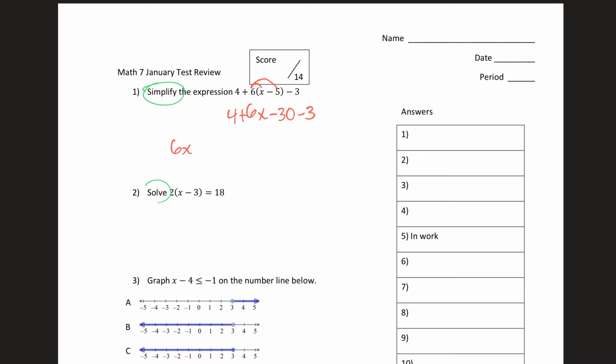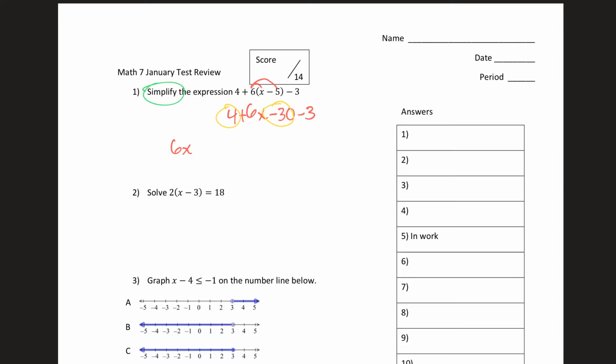And right here, that word simplify means put everything together that you can. That's different than solve. Solve is you're trying to find out what x is. So here, when we simplify, we're combining like terms. And so I can now combine what? The 4 minus 30. Let's see, 4 minus 30 is negative 26.